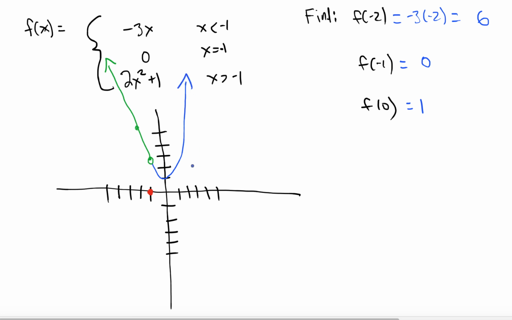So this is what our total graph looks like. Now I color-coded it here, but the green graph represents the first piece. It's a line. The red piece here represents the second part of the function, which is just a point. And then the blue graph, which is a parabola or a U shape, is the third piece. Notice I don't draw the parabola all the way. I don't draw both sides of the U, because we only draw the parabola for values of x that are strictly greater than negative 1.